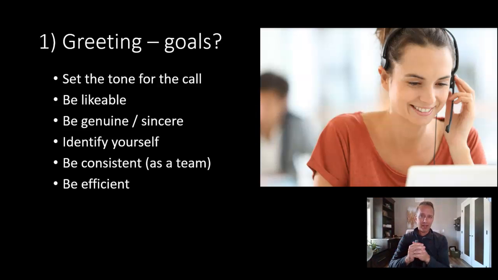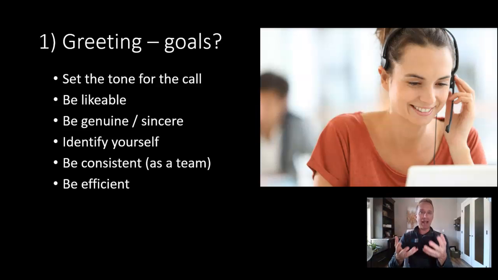And again, if we contrast with what normal sounds like, we all too often get a receptionist whose tone tells us they don't really want to be there, that they don't really want to be doing what they're doing. They certainly don't make me feel very appreciated or valued, right? So we are going to set the tone. So you've got to be likable, genuine and sincere, right?